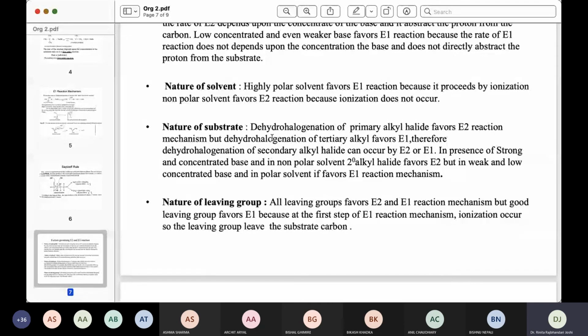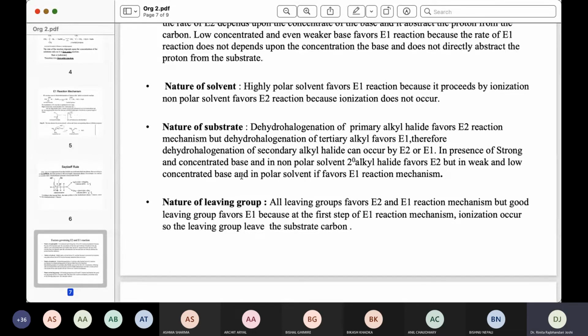Nature of the substrate मा dehydrohalogenation of the primary alkyl halide favors E2 reaction mechanism. Whereas the dehydrohalogenation of the tertiary alkyl halide favors E1 reaction. This way, dehydrohalogenation of the secondary alkyl halide can occur by E2 or E1. कुन मा मेकानिजम हुन्छ E1, E2, त्यो भन्दाखेरि, कि E2, कि E1. So in presence of the strong and the concentrated base.